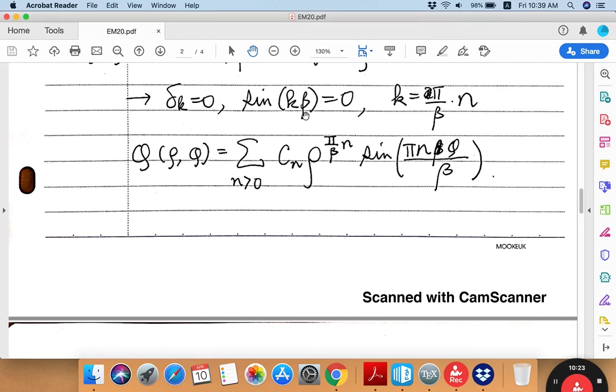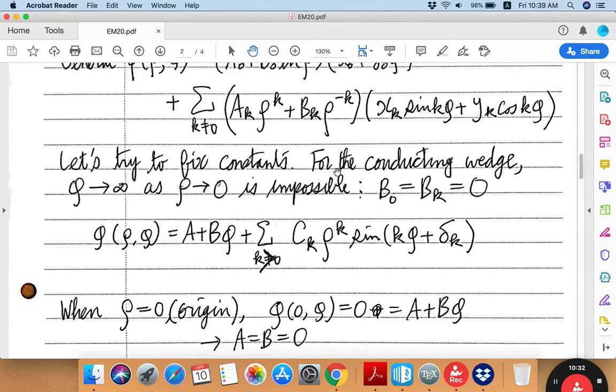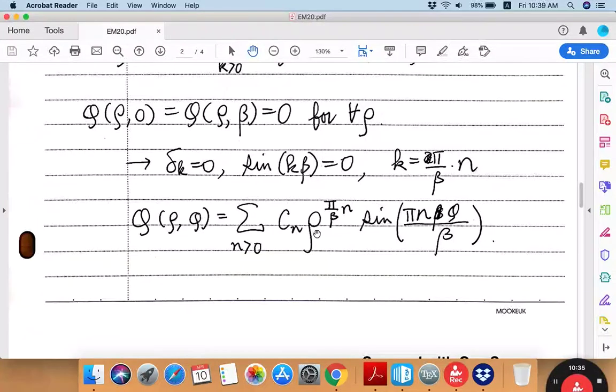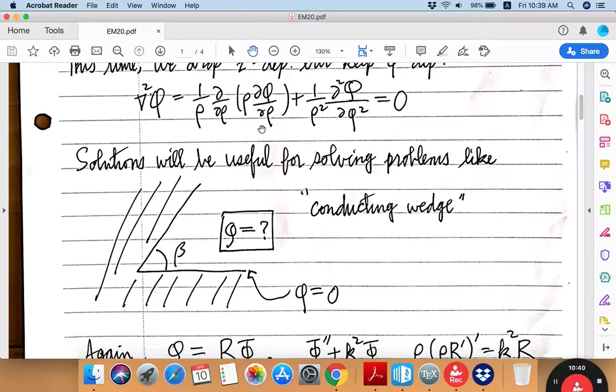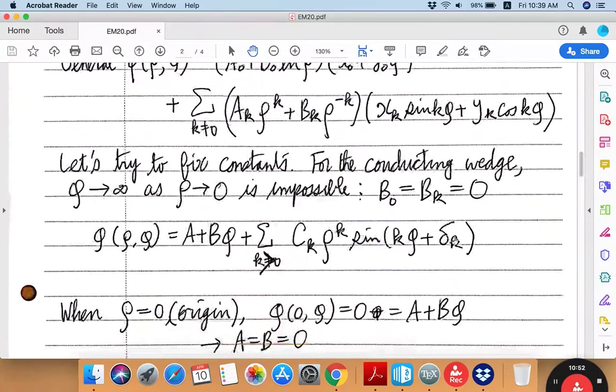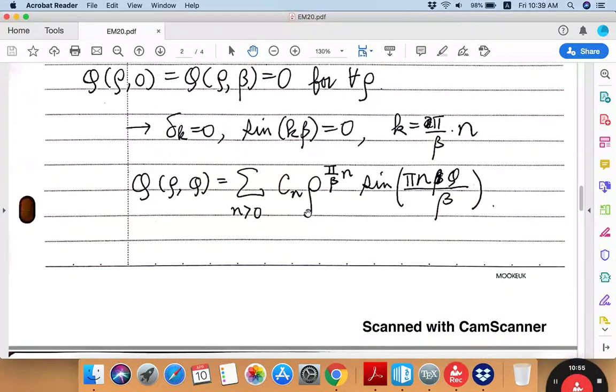So now to finally fix these, we need to go to rho going to infinity, right? So to fix Cn, we probably should have a look at the boundary conditions coming from this large rho region. But we're not imposing any boundary conditions there. So without imposing such boundary conditions, we're no longer able to fix this remaining set of constants Cn.